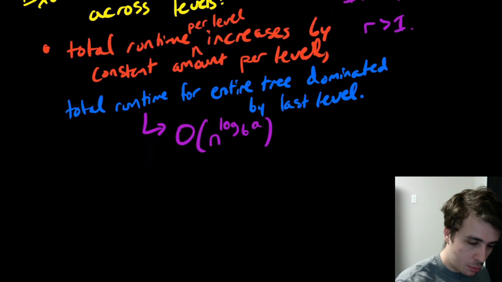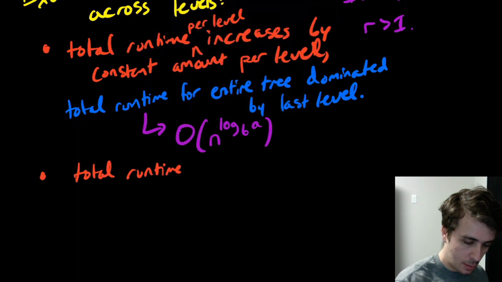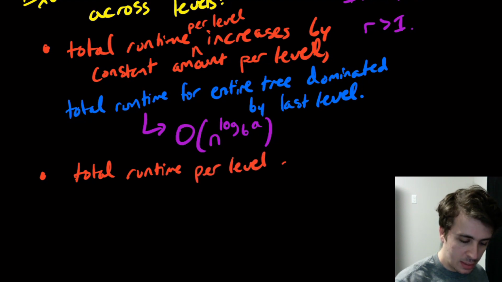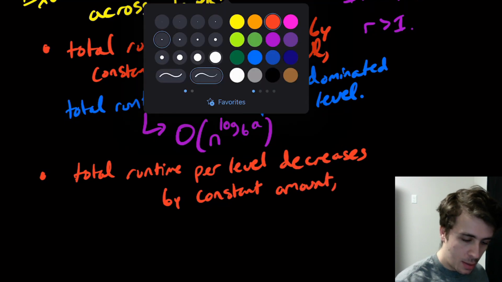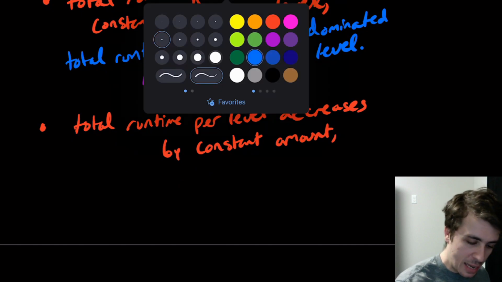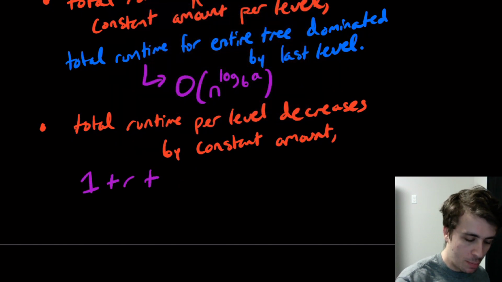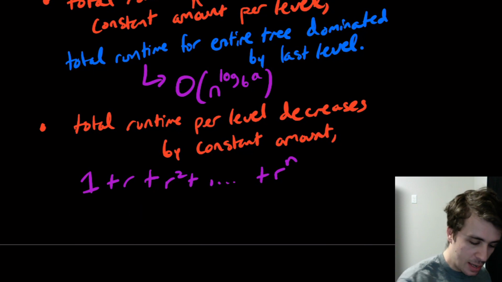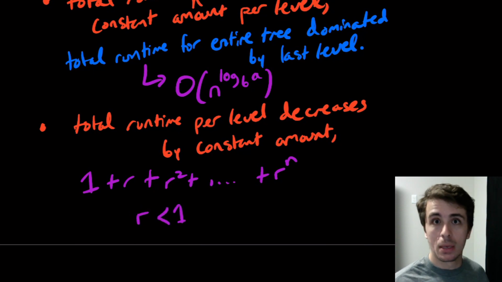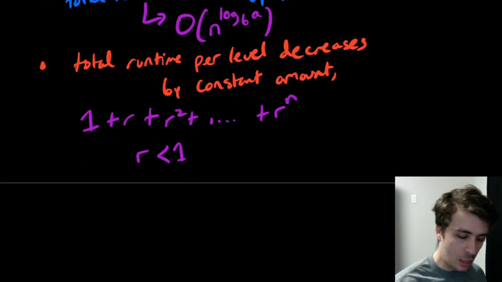Okay, so what about in the case where the total runtime per level decreases by a constant amount per level? Then what we can see here is we're going to have something like a geometric series again, 1 plus r plus r squared plus dot dot dot plus r to the n, but now r is strictly less than 1. And what you can show with the geometric series is that this converges to a constant. Okay, so this converges to a constant.